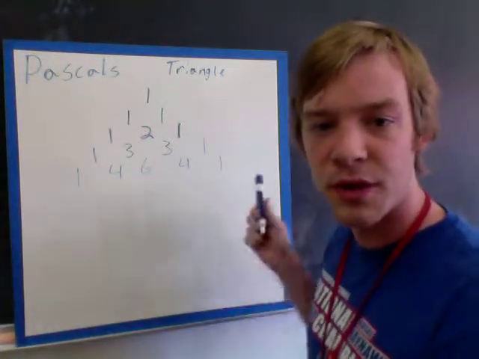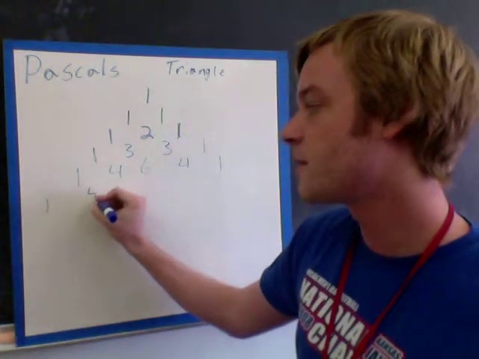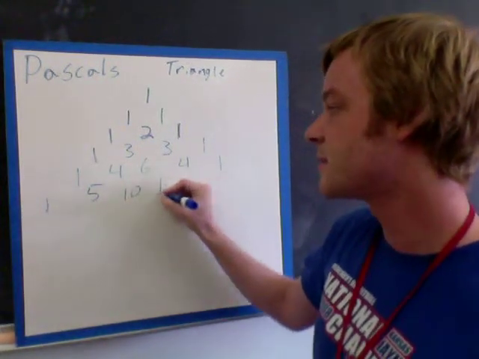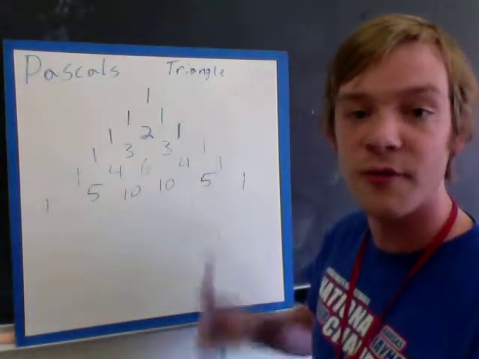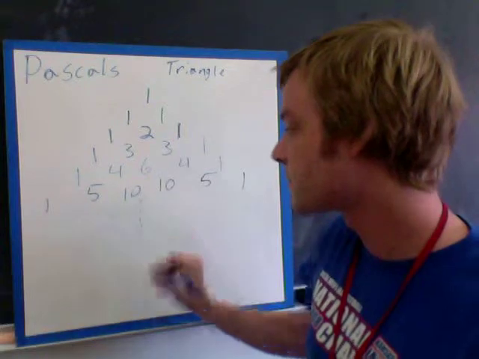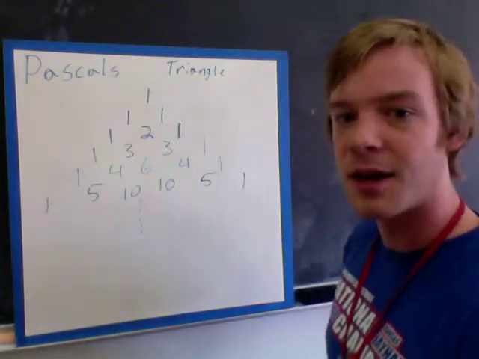So if I wanted to go to the 5th power, my coefficients would be 1, 5, 10, 10, 5, and 1. And I can go on forever this way. Does that make sense? Hopefully it does.